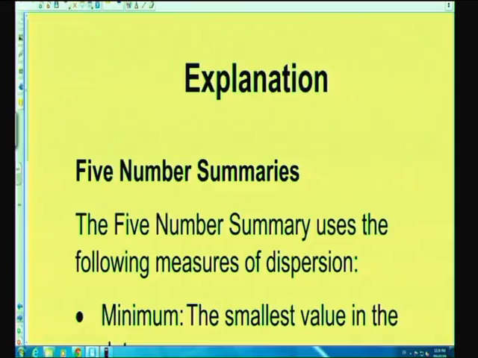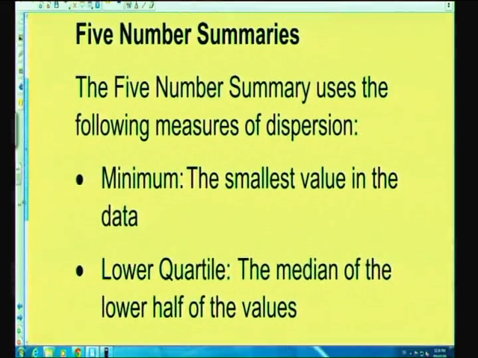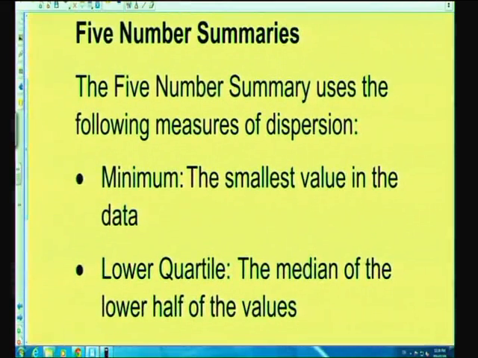Now that all sounds very intricate at the moment, but you'll see once we start working on the questions, it's not so bad. So let's recap a little bit at the moment and remind ourselves of some basics we need. And the first one is the 5-number summary. The 5-number summary uses the following measures of dispersion. Now, I want you to think about dispersion. I think it's quite an easy word to engage with.